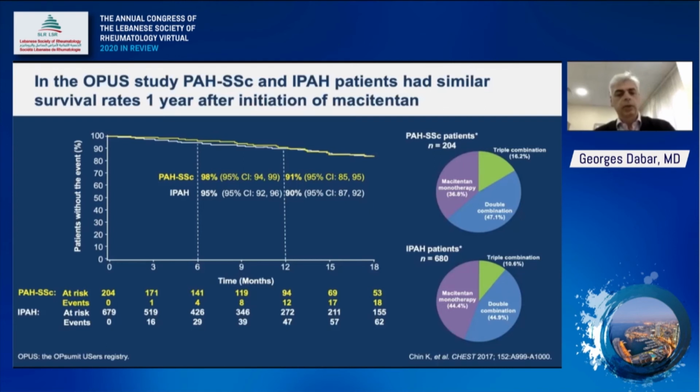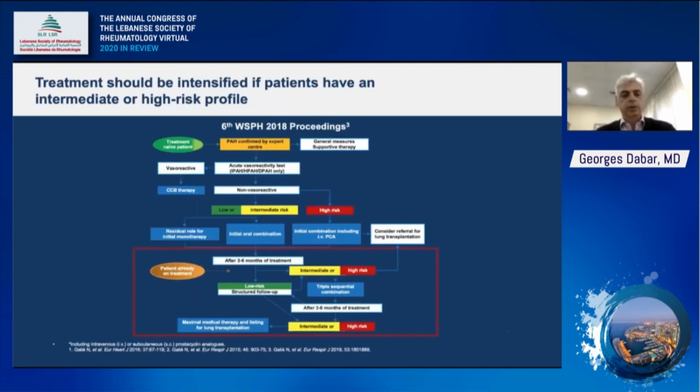Don't forget that one of the first slides we showed was saying that the patient with IPH had a better prognosis at 5 years compared to PH secondary to scleroderma when historically, not with the new therapies or the combination therapy.